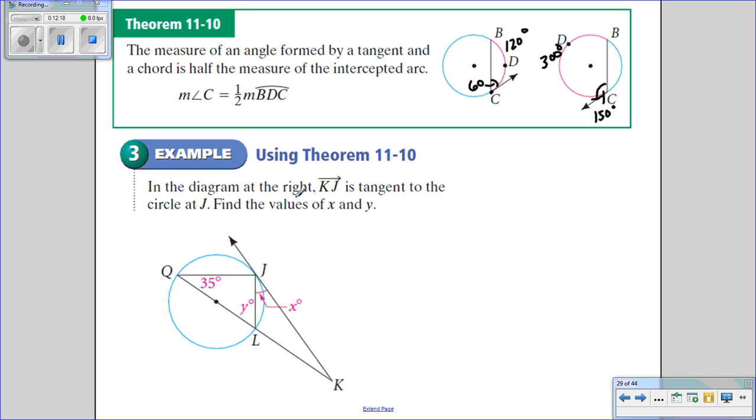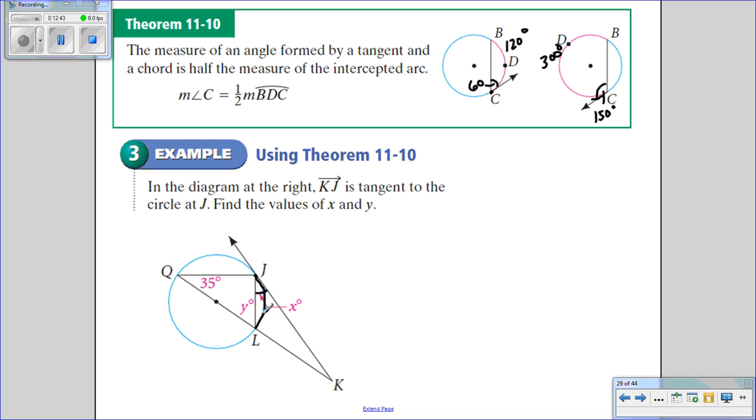In the diagram on the right, KJ is tangent to the circle. So there's the point of tangency, and we're going to find the values of x and y. So let's start with this angle right here. This angle x is created by the tangent and the chord JL. So if I know that arc, I can get that angle. So how do I get that arc?